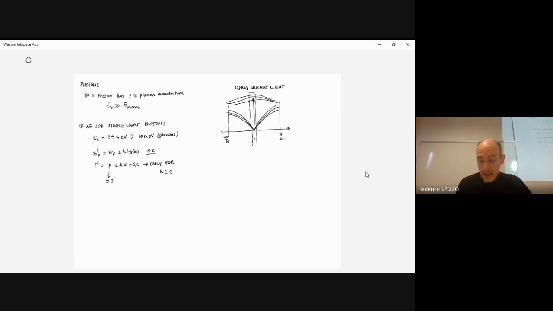So we may just access the phonons that are close to the center of the zone. And in this case, it's possible to distinguish two kinds of spectroscopies. One spectroscopy is called the Raman spectroscopy, and the Raman spectroscopy is able to access optical phonons.